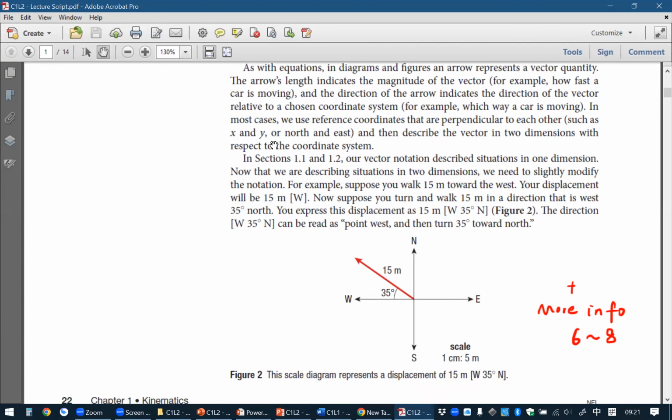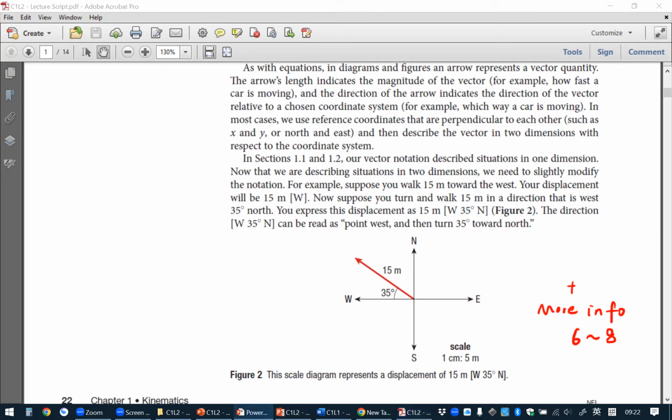In the previous two sections, our vector notation described situations in one dimension. Now that we are describing situations in two dimensions, we need to slightly modify the notation. For example, suppose we walk 15 meters toward the west, then your displacement will be 15 meters west. Now suppose you turn and walk 15 meters in the direction north of west, 35 degrees. We express this displacement as 15 meters north of west, 35 degrees, as shown here in figure 2. The direction north of west, 35 degrees, can be read as point west and then turn 35 degrees toward north.